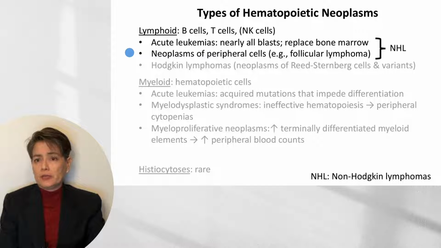So in our acute leukemias, we're going to have nearly all blasts, so our immature cells, that will be replacing our bone marrow. I'll also just mention here that the myeloid material is covered in another video, and I don't discuss histiocytoses because they are incredibly rare. Now, I've referred here to our non-Hodgkin lymphomas and our Hodgkin lymphomas. Let's take just a brief moment to get an idea of how these differ.